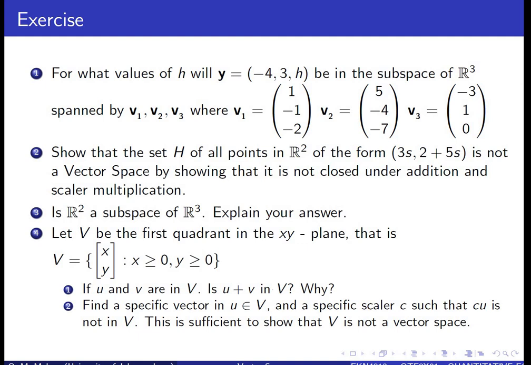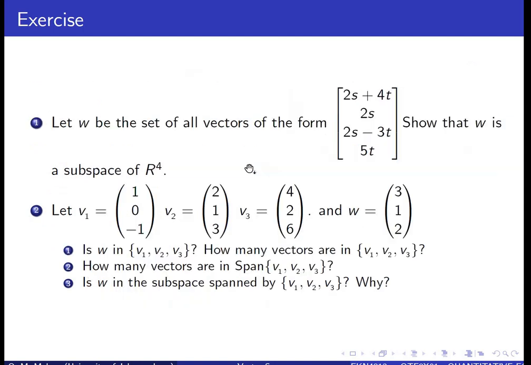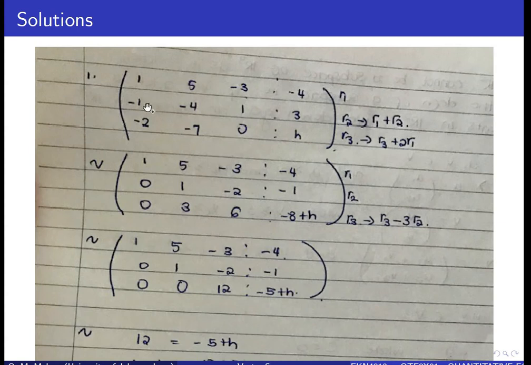So in this exercise, we need to find out the value of h, right? For what values of h will y be in the subspace of R3 spanned by V1, V2, V3? So what we're going to do is express y as a linear combination of V1, V2, V3 and find h, which is what I did here in number 1.